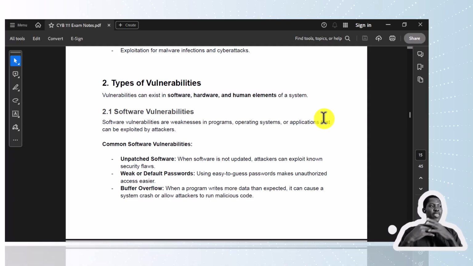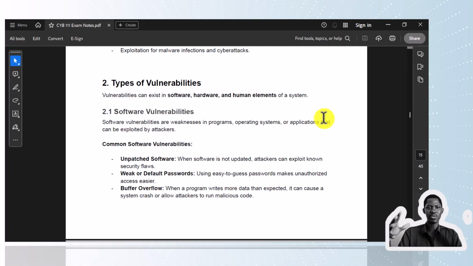When we're talking about software in CSC 111, right? So software includes application software and system software. You understand that an operating system is an example of system software. So application software: WhatsApp, Microsoft Word, Chrome, and all of that, they are application software. So now, vulnerabilities in these software, you understand, applications are the ones that are categorized under software vulnerabilities.